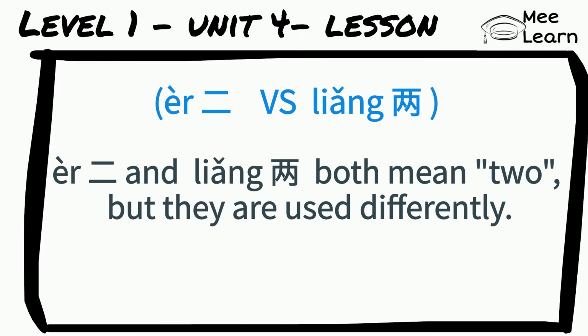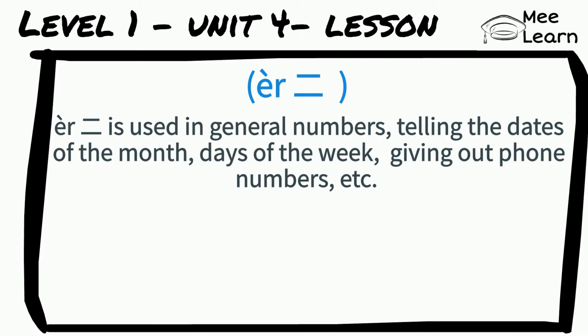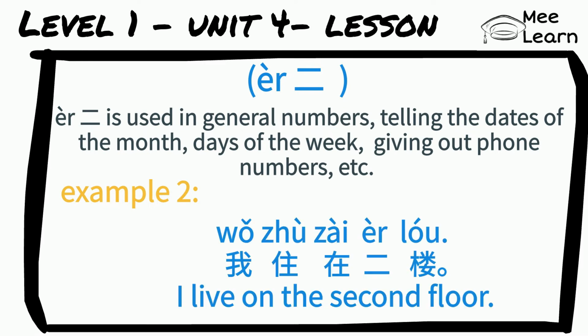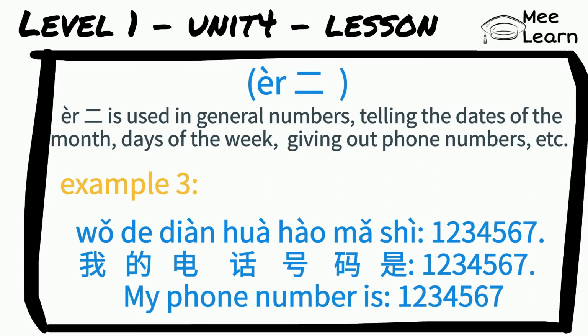二 and 两 both means two, but they are used differently. 二 is used in general numbers, telling the dates of the months, days of the week, giving out phone numbers, etc. For example, 今天是2月2号. Today is February the 2nd. Example 2. 我住在2楼. I live on the 2nd floor. Example 3. 我的电话号码是1234567. My phone number is 1234567.